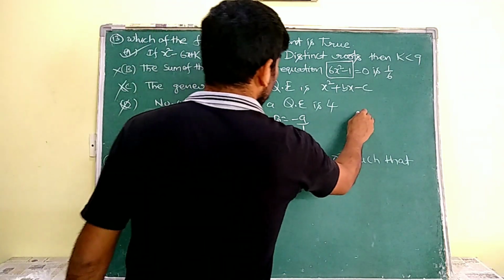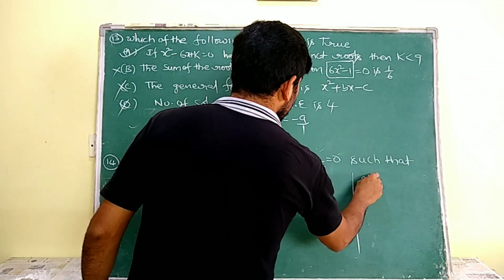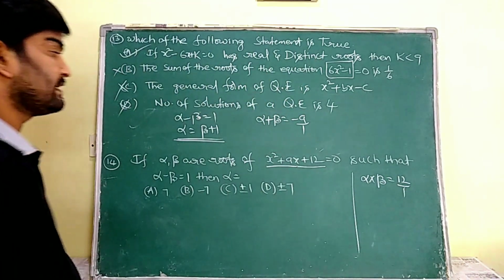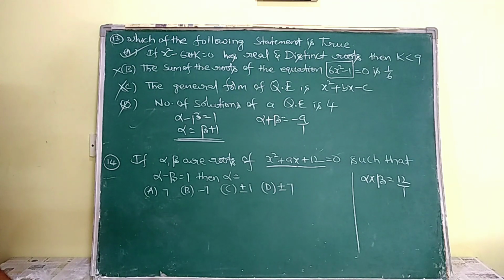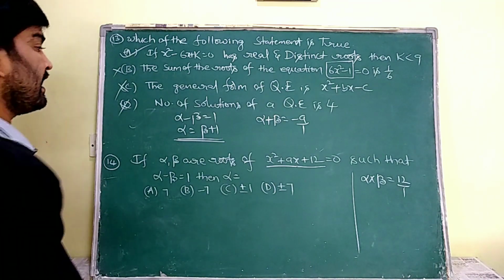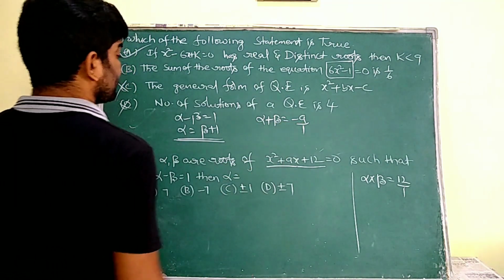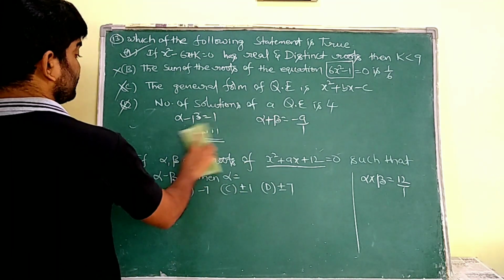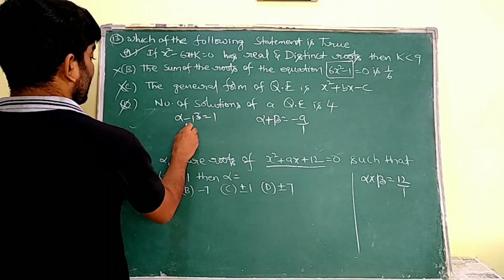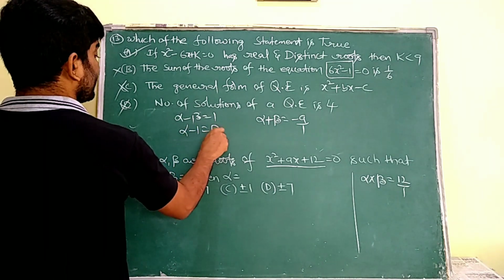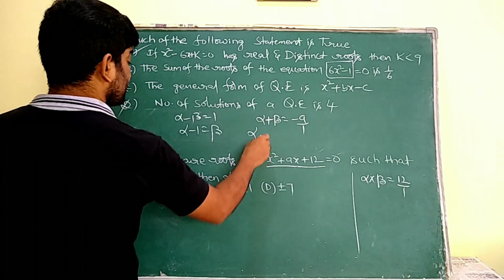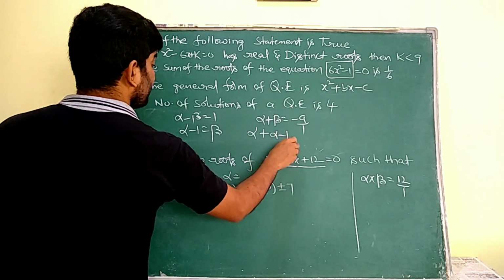Okay, now alpha beta means the product of the roots, c by a, that is 12 by 1. Seema, I am going to find the values here. So alpha plus beta is equal to minus a, there. In the place of beta, here I am going to substitute. Now alpha minus 1 is equal to beta. So substitute beta as alpha minus 1. Why? Because he asked us to find the alpha value.